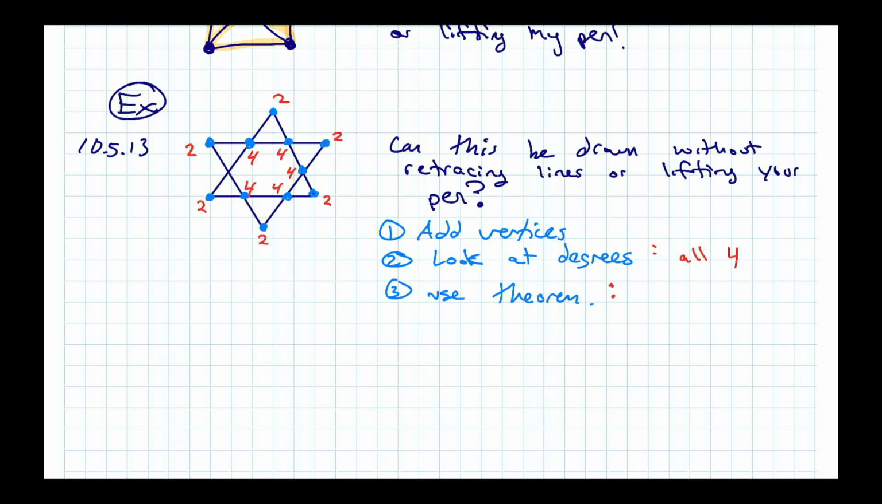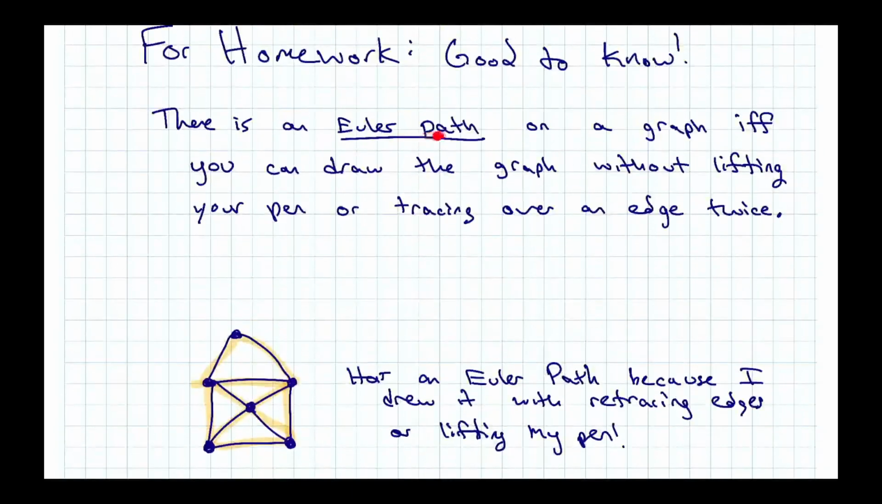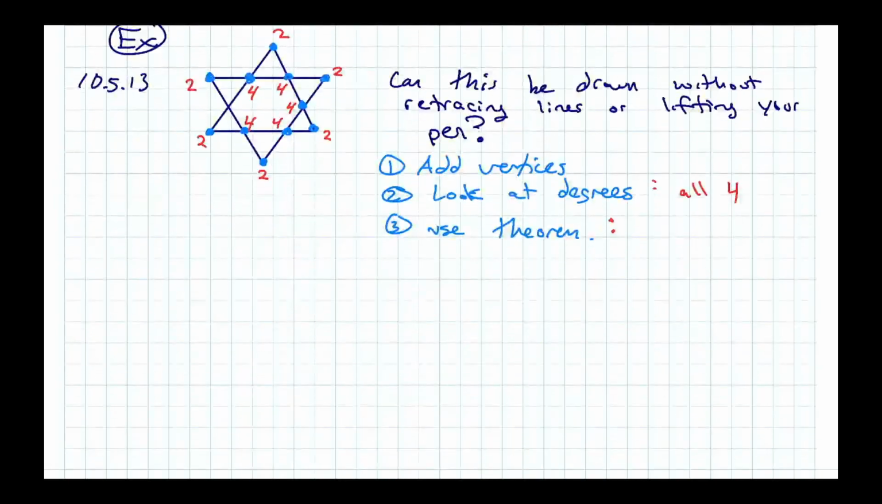What's the theorem say about a graph where all of the degrees are even? There'd be an Euler circuit, right? And if there's an Euler circuit, that's the same thing. An Euler circuit is just a special Euler path. An Euler path is the same thing as drawing the graph without lifting your pen. So an Euler circuit exists because of even degrees, which implies you can draw it.